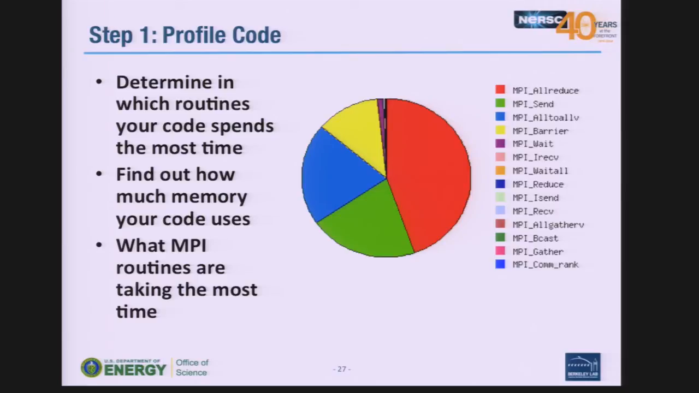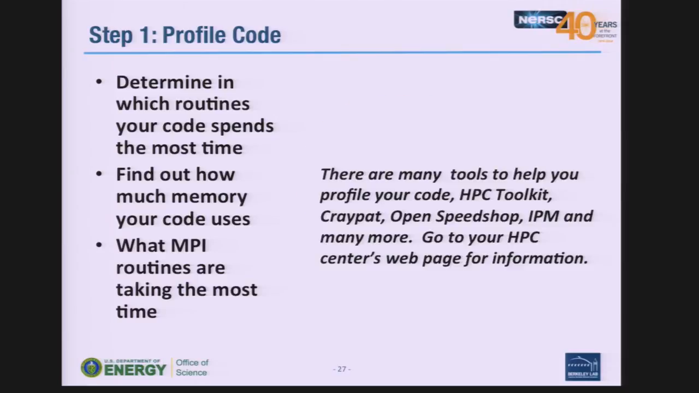Others? I don't think I had any of those up. I said some of these. HPC toolkit, we use CrayPat a lot because we have Cray systems. Open|SpeedShop, IPM, but I heard three different ones. So there's a lot of tools out there for you. I think you can find resources on how to profile your code there.